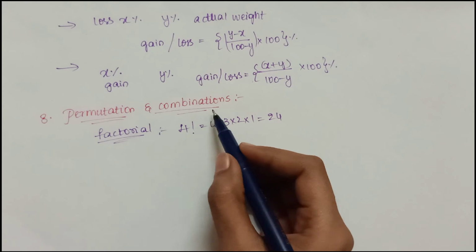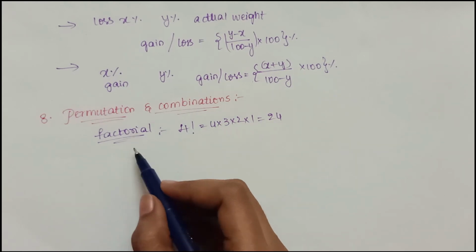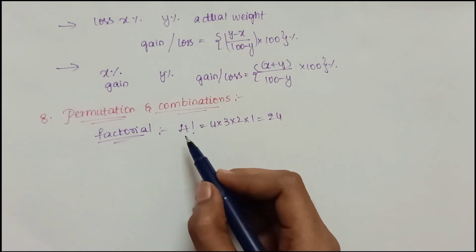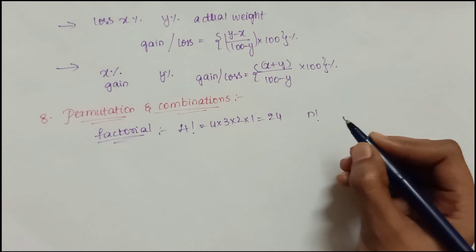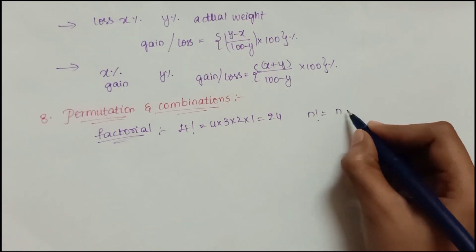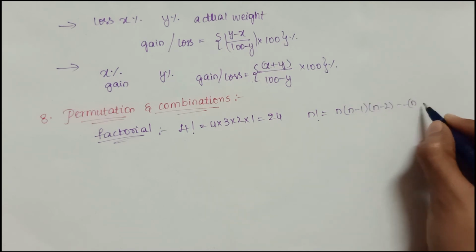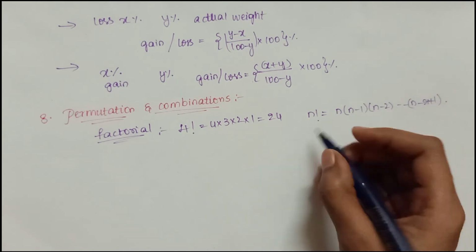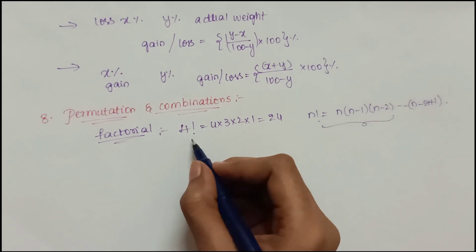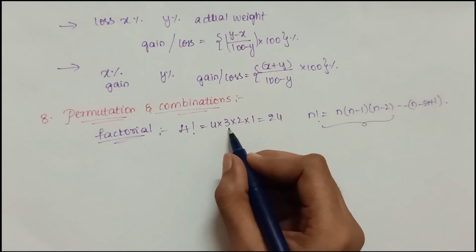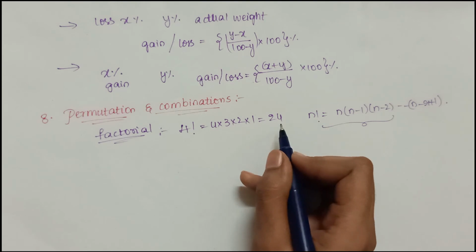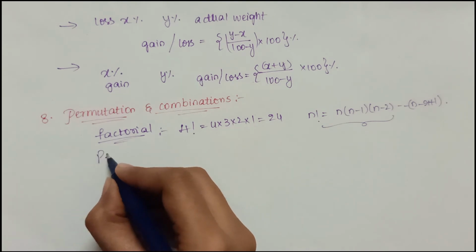Eighth topic, permutations and combinations. First we want to know factorial. Factorial means n factorial. N factorial means n into n minus 1 into n minus 2 and so on, up to n minus r plus 1. This is the factorial. For example, 4 factorial means 4 into 3 into 2 into 1, which is equal to 24.